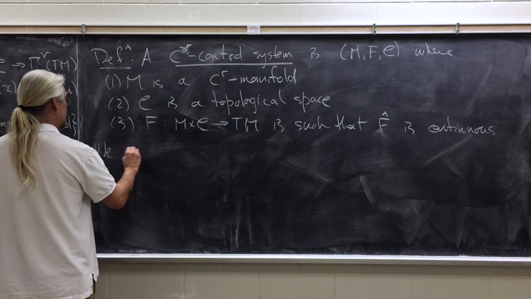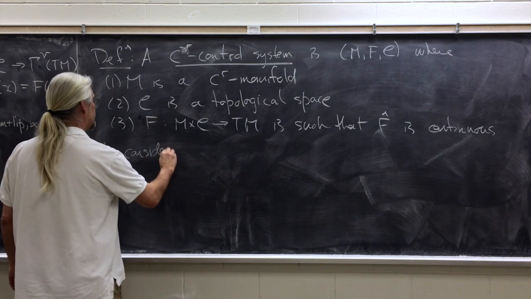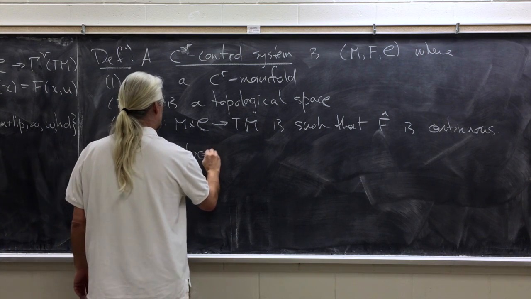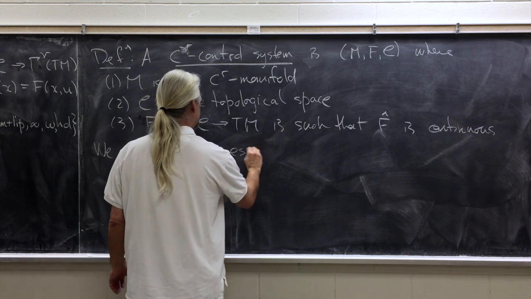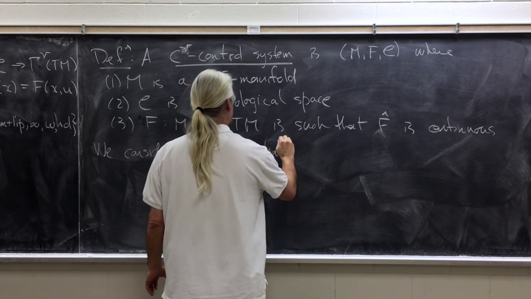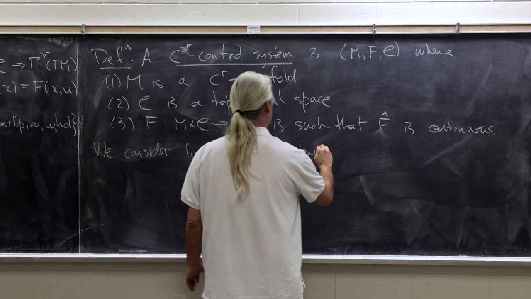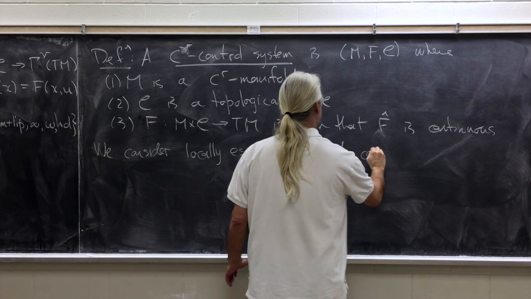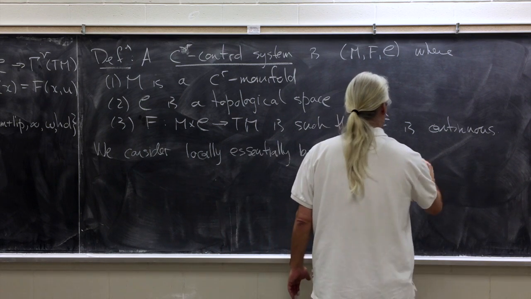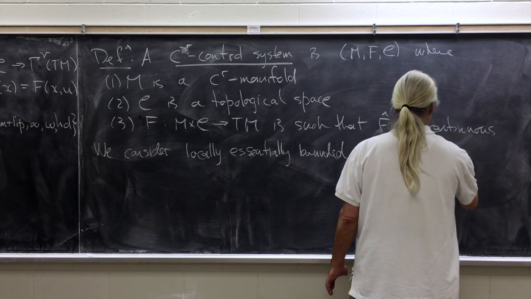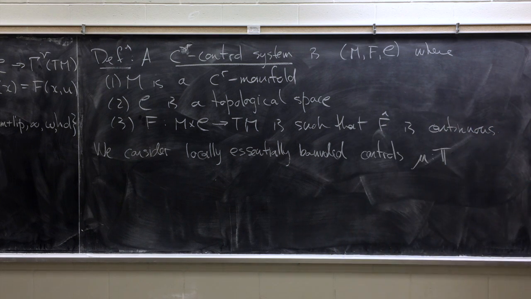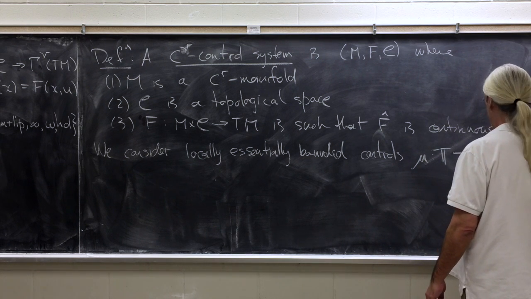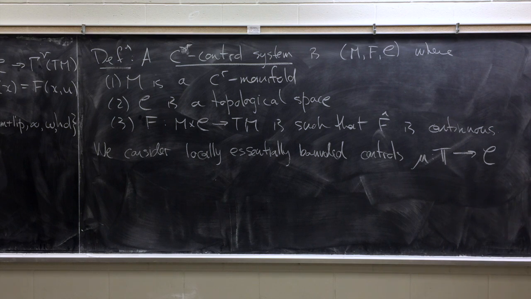So we consider locally essentially bounded controls, mu. These will go from some T, and remember, I introduced this idea last time that this T will be an interval, into C.